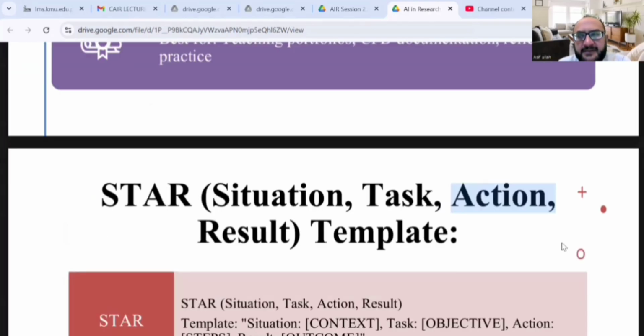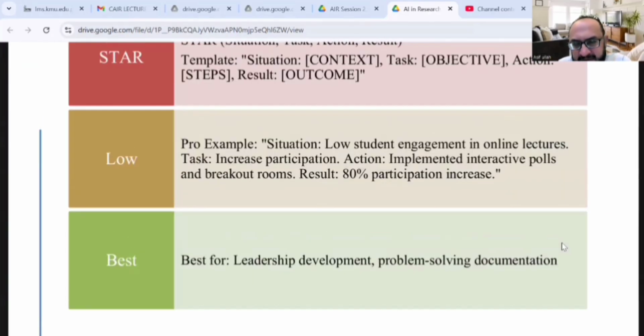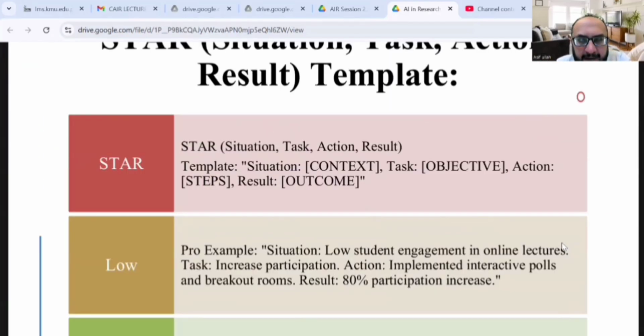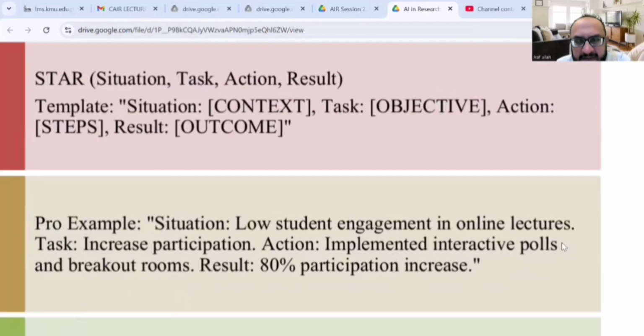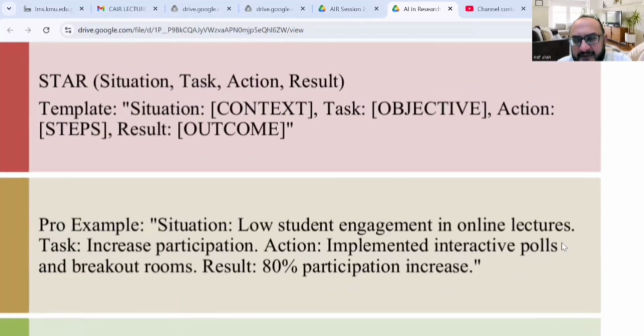Another one is the STAR template: situation, task, action, result. It is best for leadership development, problem solving, and documentation. For example, situation: low student engagement in online lectures. Task: increase participation. Action: implement interactive polls and breakout rooms. Result: 80% participation increase.